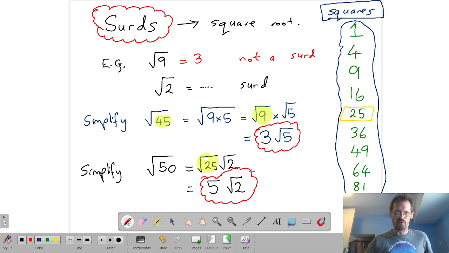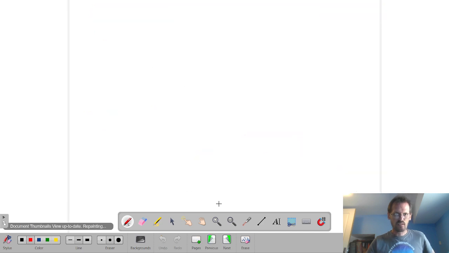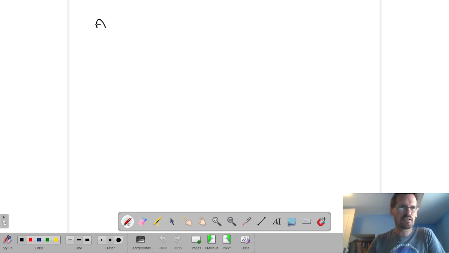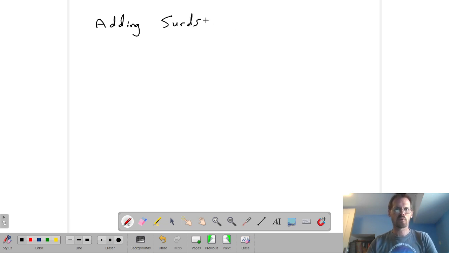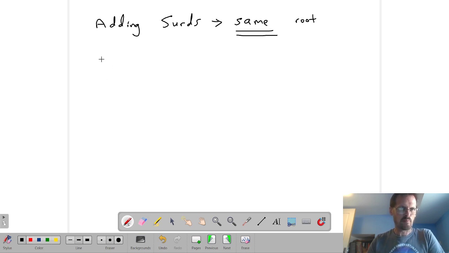Now the whole point really of doing that is to let you add and subtract surds. So it's a little bit like adding fractions, where you can only add fractions if you've got the same denominator. Same deal with surds. You can only add surds if the rooty bit is the same root. And if they have the same root, you just add them together.